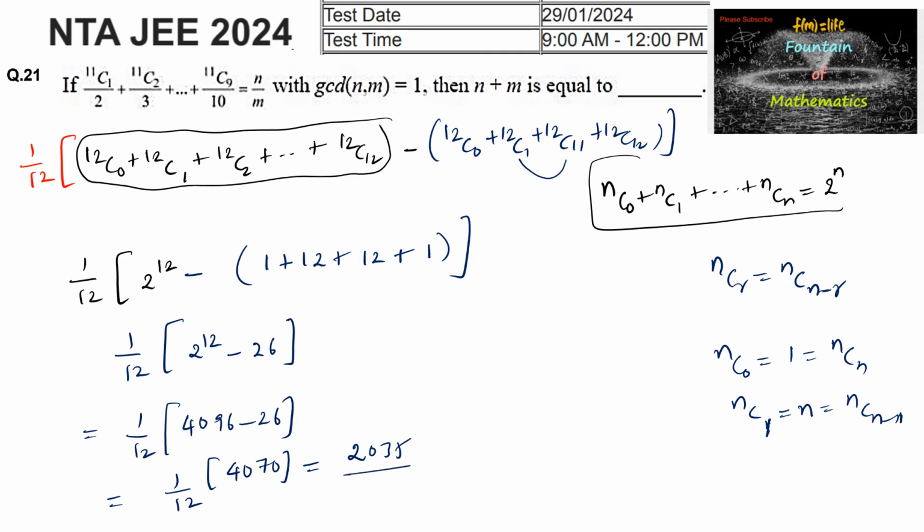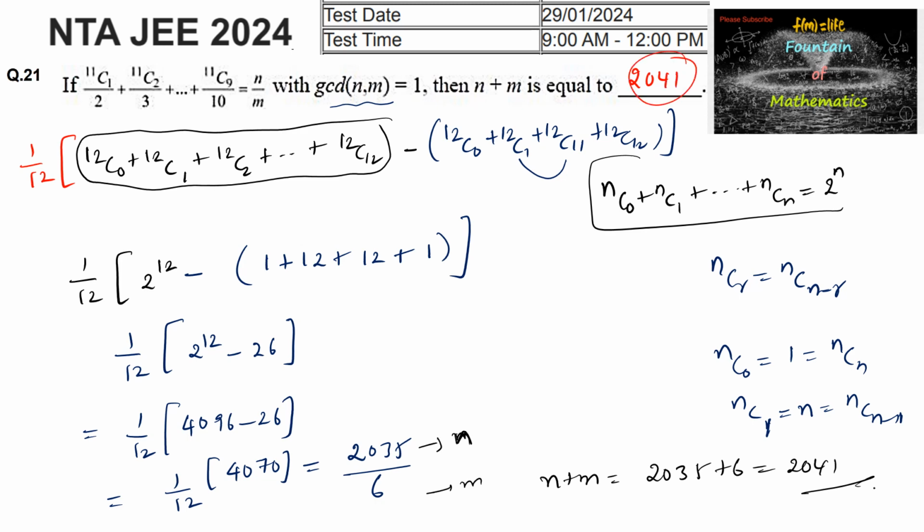Or we can also write 2035 divided by 6. And since it is given that GCD of n and m is 1, and since for 2035 and 6 the GCD is 1, we can consider this as n and this as m. So the value of n + m is equal to 2035 + 6, which is equal to 2041. So 2041 is the answer.